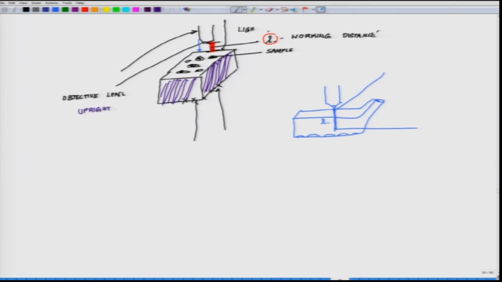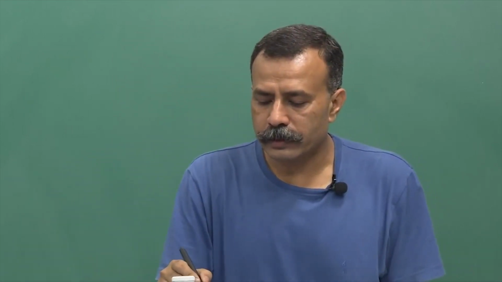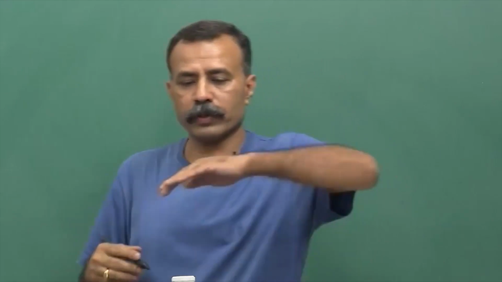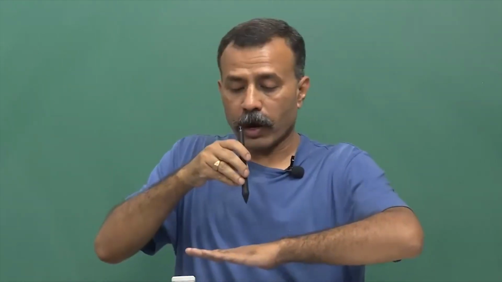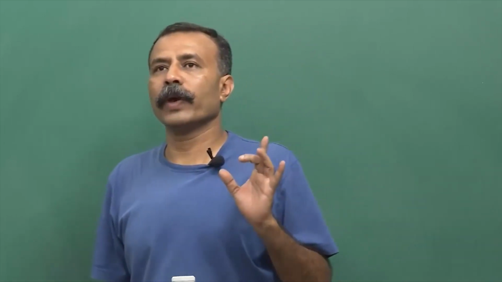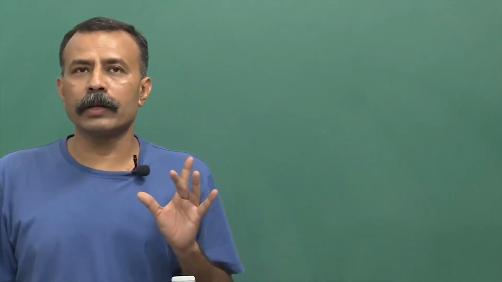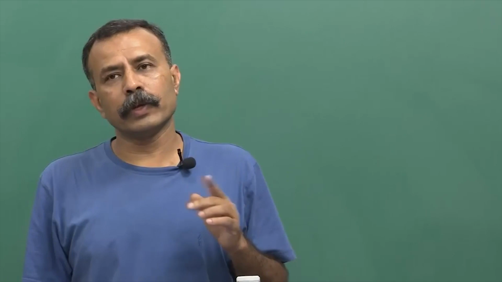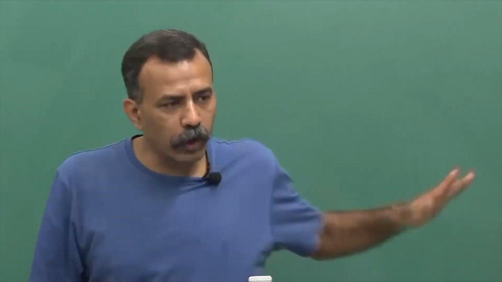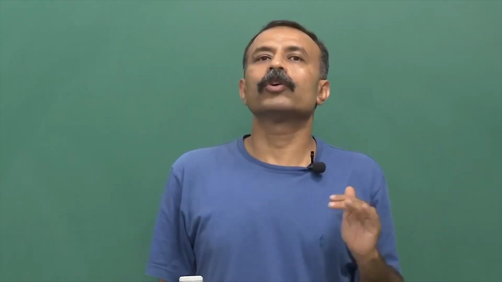And for such an upright objective, you have to ensure it is a long working distance objective. What does that mean? That means this distance should be higher. So if this is your sample, you should have the objective this far, and yet you will be able to see it. That is something which no seller of microscopes will tell you. They will come and tell you n number of things just to sell their objective.